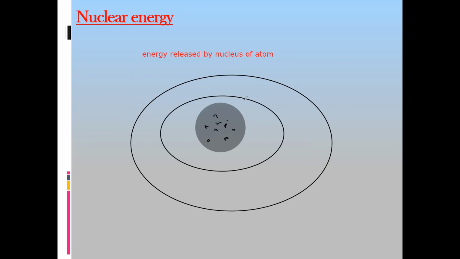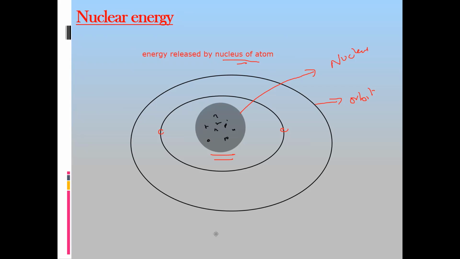So this is the nucleus. This one is called an orbit, and around the nucleus, electrons are there. Inside the nucleus, neutrons and protons. So the energy released from the nucleus of the atom, the energy which is released only from this part, we call that nuclear energy.